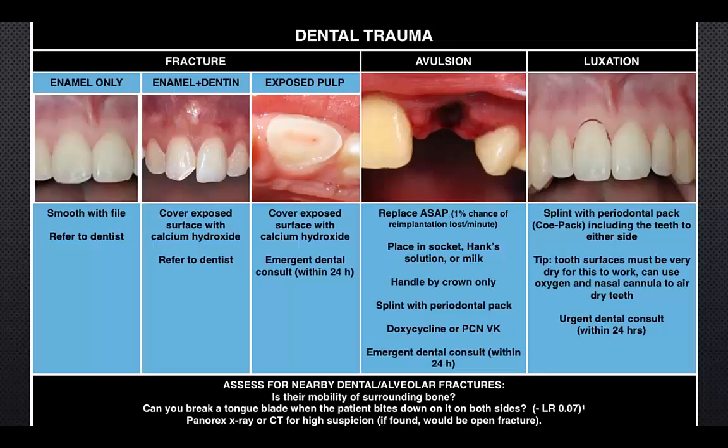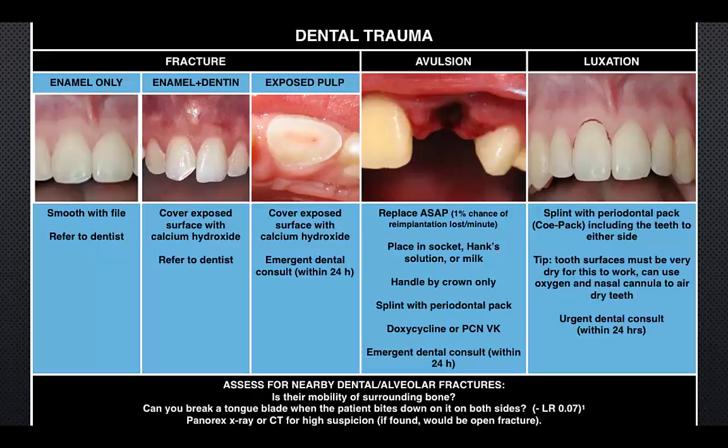A concussion injury is when a tooth is tender to percussion following trauma, but is firmly in place. No intervention is required in the ED other than dental referral. A subluxated tooth is loose but is in its original position and does not need repositioning, whereas a luxated tooth is displaced from its original position.